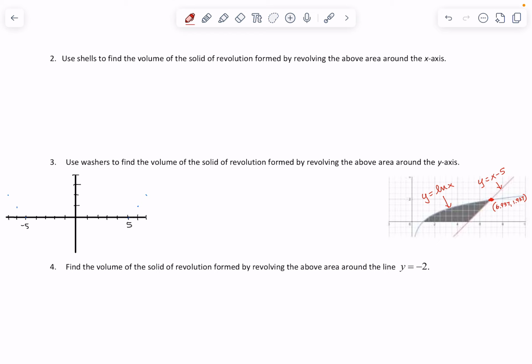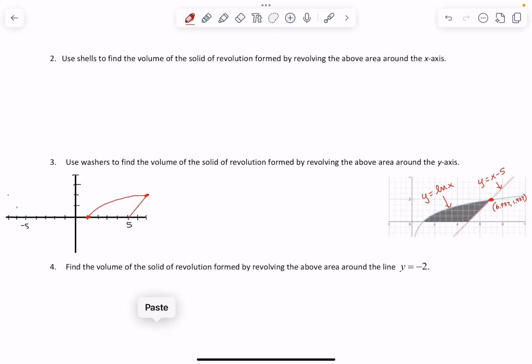The ln of x is going to go through (1, 0) always, and it's going to come up from the bottom and go up like this. And then the line y equals x minus 5 is a straight line going through (5, 0). This intersection point is the point that we have over there.